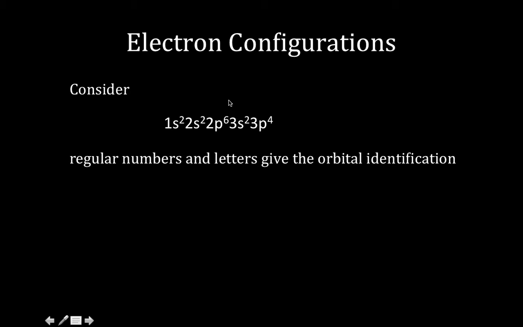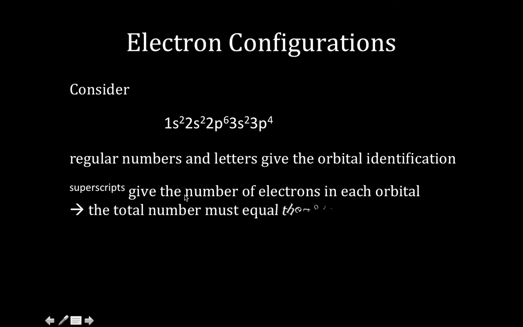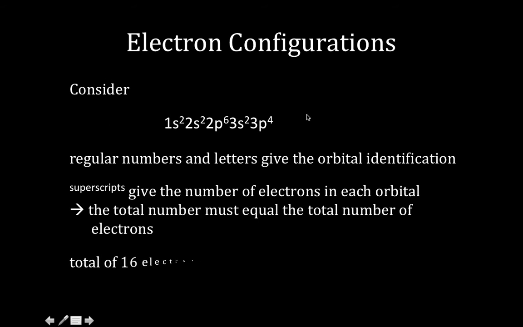So we have regular numbers and letters that identify orbitals. I used superscripts to tell you that's the number of electrons. And when you add up all the superscripted numbers, that's your total number of electrons. And if it's an atom, it would have to be sulfur.